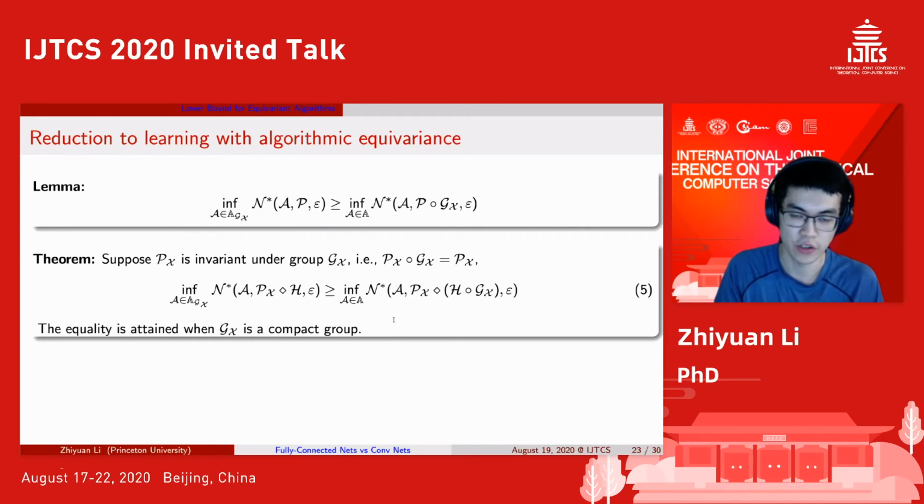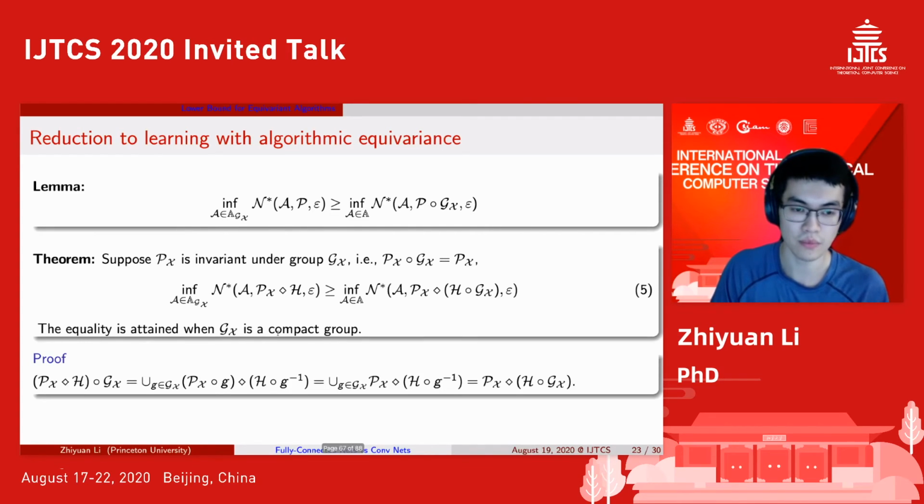Okay, so one of the particularly interesting special cases of this is that PX is invariant under group GX. In which case we can take this PX out and rephrase this lemma in a more elegant way, such that only the function class is augmented. So this is very easy to check. We just plug in P is equal to PX diamond H, and one can immediately get that P circle GX is equal to this.